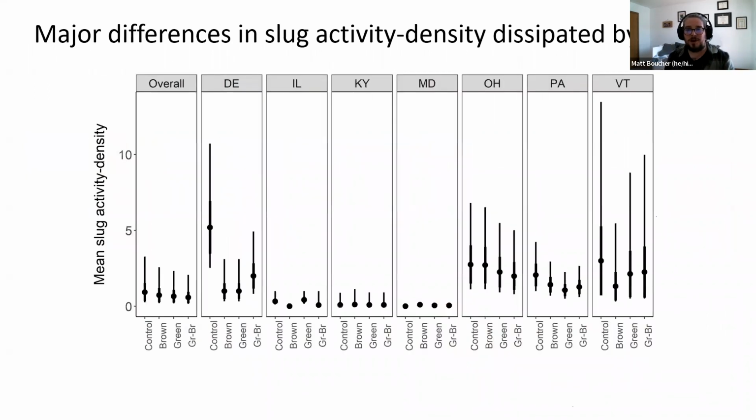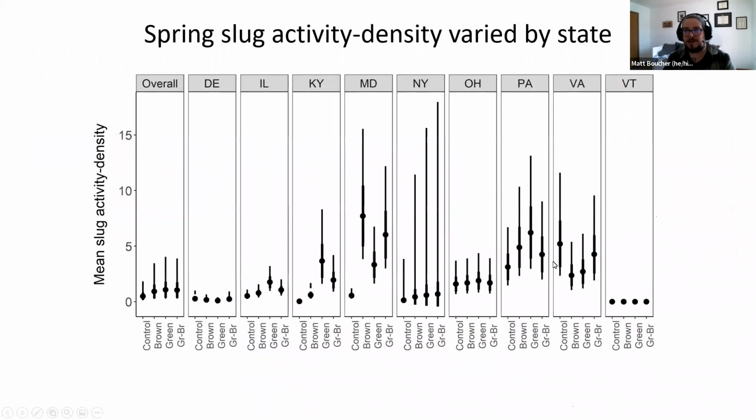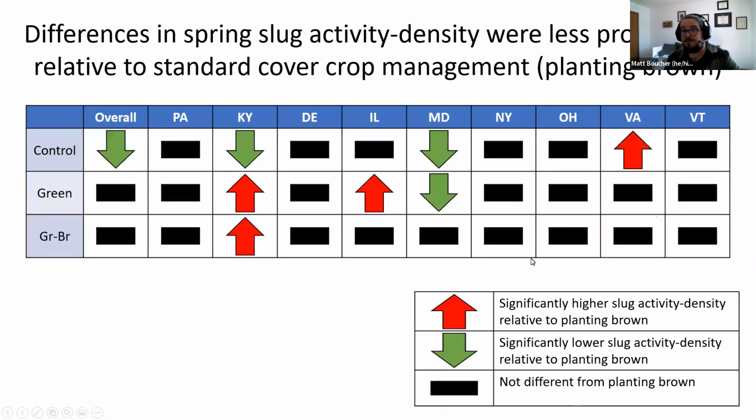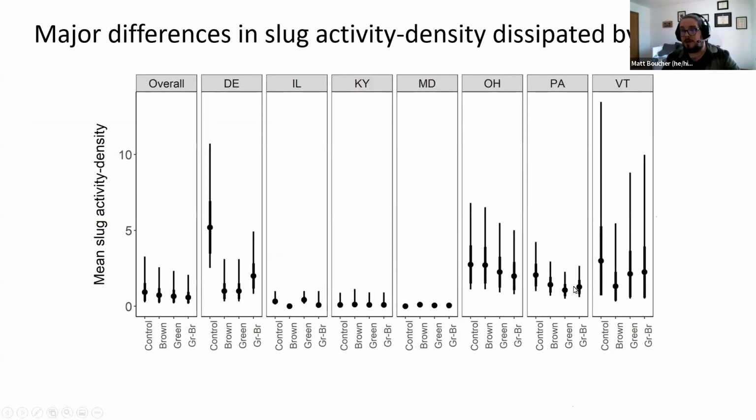So now we'll jump into the fall, and the fall data is really interesting, and this is where the story of slugs gets really cool. Let's take PA. We'll go back a few just to give you a second to look at this. In PA, the planting green slug activity density in the spring was the highest of the treatments. It was significantly higher than the control. It was not significantly higher than the standard cover crop management. But in the fall, this is reversed.